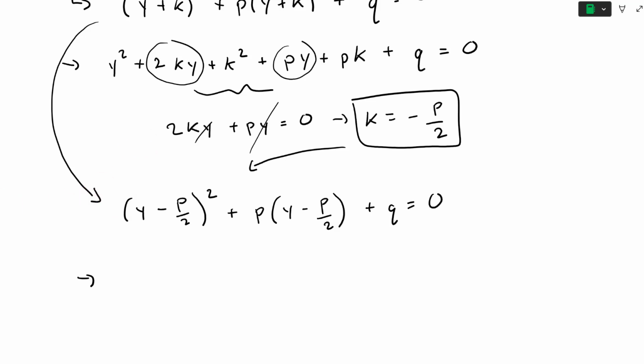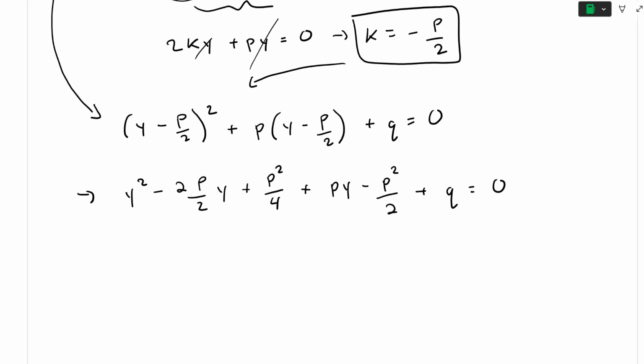So y times y is going to be y squared, minus 2 times, and these are going to be negative, so y times negative p over 2, do that twice. So what ends up happening is we'll just have a negative 2 times p over 2 y. And then the next one is going to be plus p squared over 4, because negative times negative is positive. Next, multiply this one here, so p times y, and then minus p squared over 2, and then plus q equals 0.